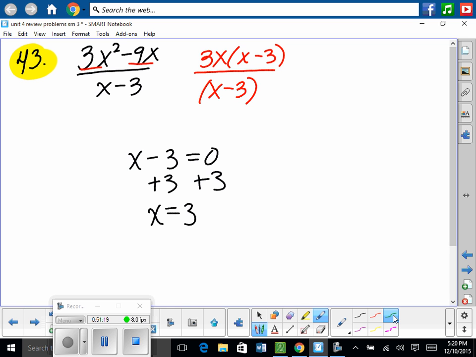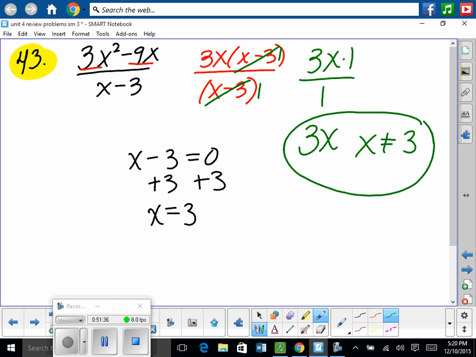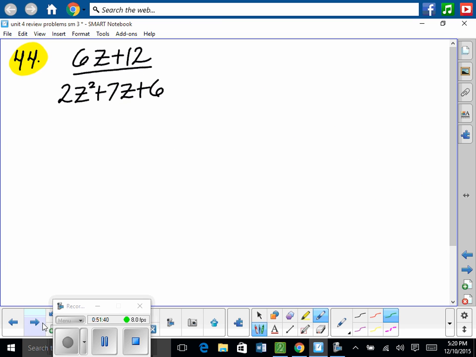We have a 3x on top, nothing on bottom. x minus 3 over x minus 3, they divide out and become a 1. So we have 3x times 1 over 1, which is just 3x. So our answer is 3x as long as x does not equal 3, or else our function's undefined. That's our final answer. Next one, 6z plus 12, divided by 2z squared plus 7z plus 6.